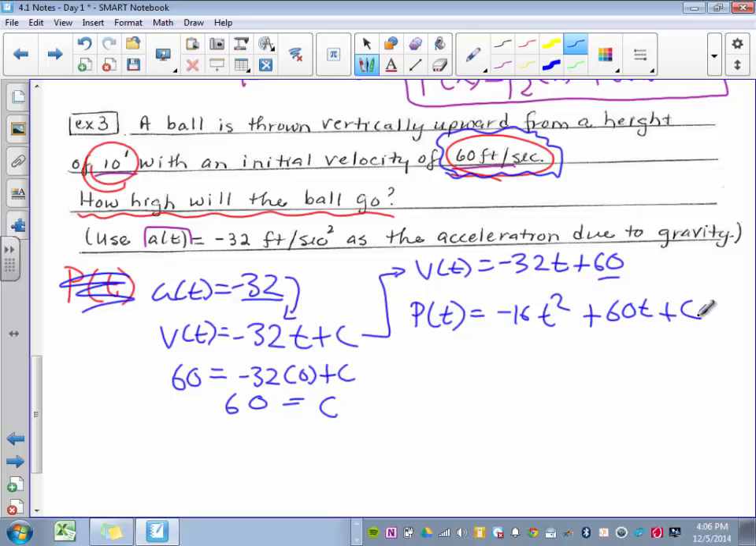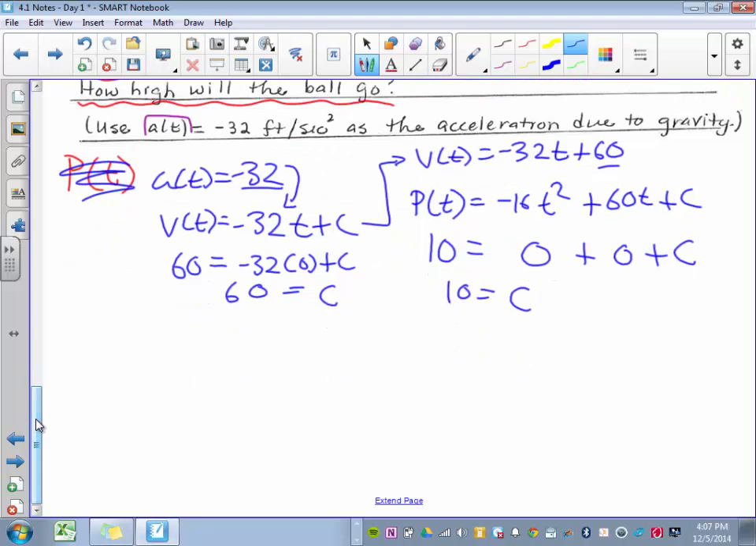One thing I do know is that my initial height at time 0 was 10 feet. So I can plug 10 in for the position and 0 in for the time, because that was the initial time. It's at 10 feet, so I get 0 plus c here, and so I know that c in this situation is equal to 10. So my position function is equal to negative 16t squared plus 60t plus 10.